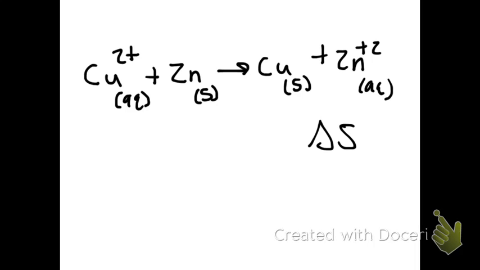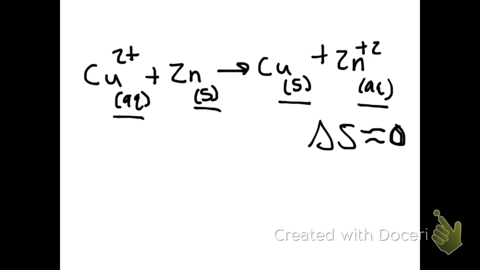Well, if you said it was going to become more ordered, you would be wrong. And if you said it was going to become more disordered, you would also be wrong. It is essentially not a change whatsoever. Why is there no change? Because we're going from aqueous to aqueous and solid to solid. So there's no change in the order and disorder of the surrounding environment. So essentially 0.